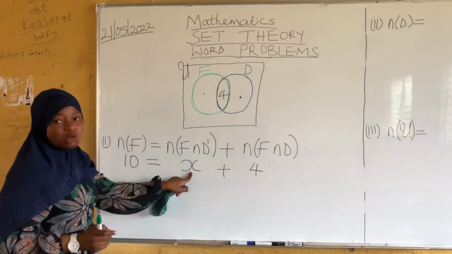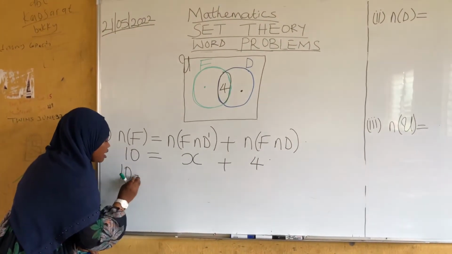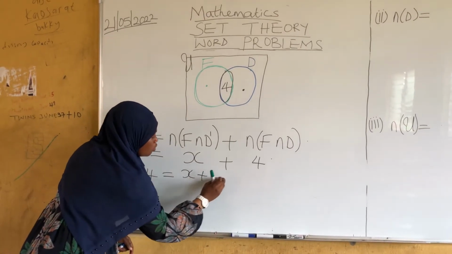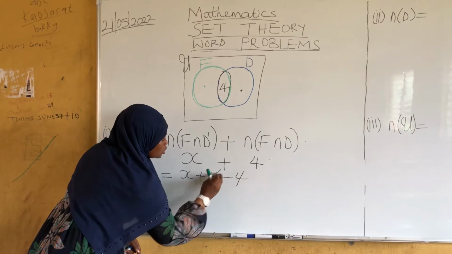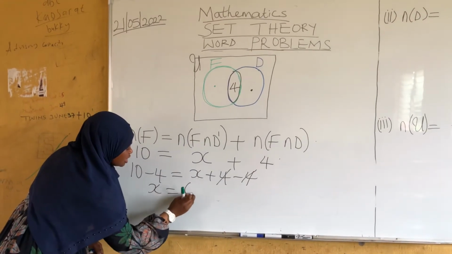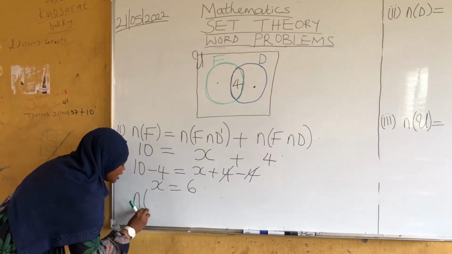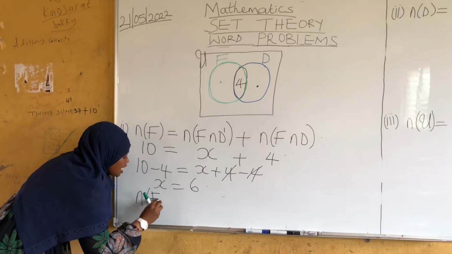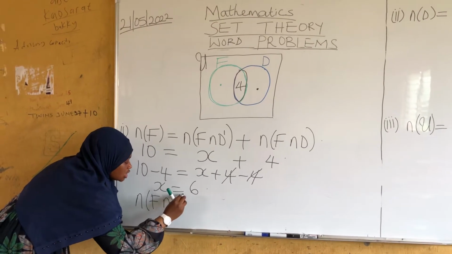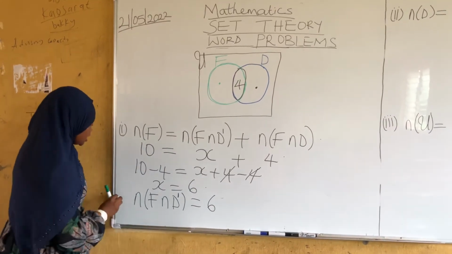So to find the value of X, we have to subtract 4 from both sides. So 10 minus 4 is equal to X plus 4 minus 4. So this one cancels out, and X is equal to 6. That is those that dance to Fuji only. The cardinality, that is the number of those that dance to Fuji but not disco, will be equal to 6. So that is number 1.